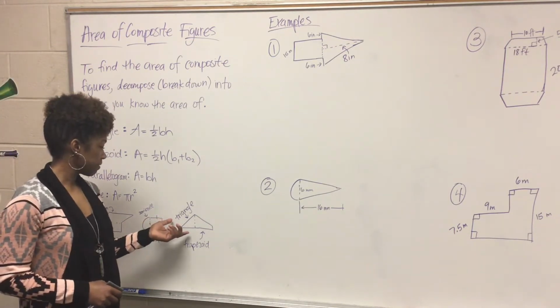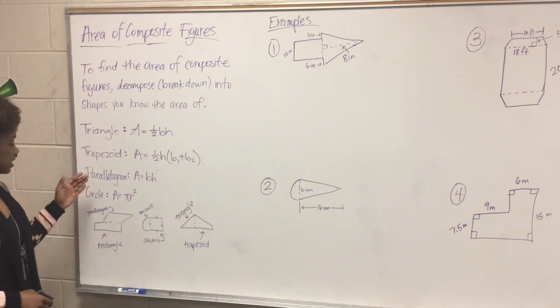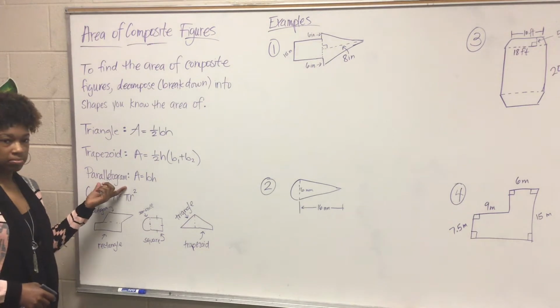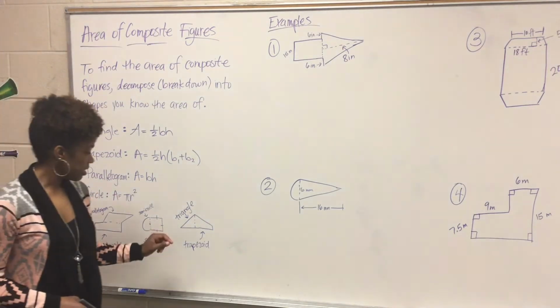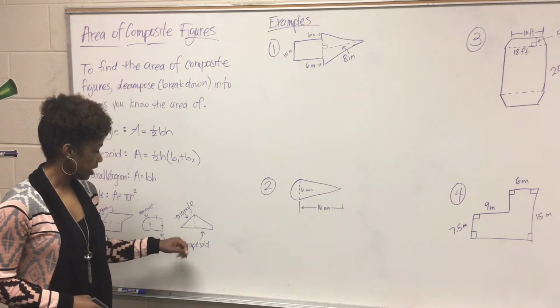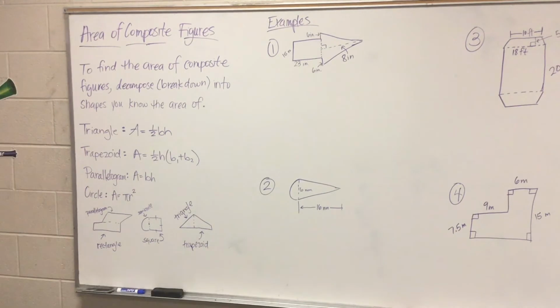Here I have a shape where you do not see a square or a rectangle. It's the same thing as a parallelogram, so you will still use area equals base times height for that one. Here I have a triangle and a trapezoid, and those areas are provided.